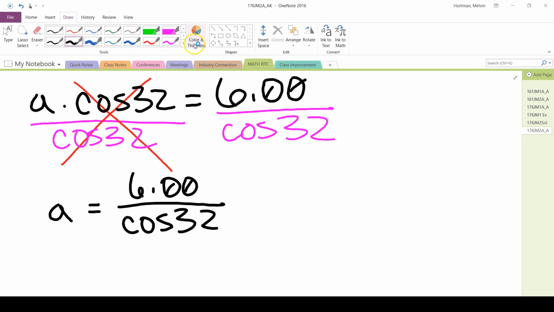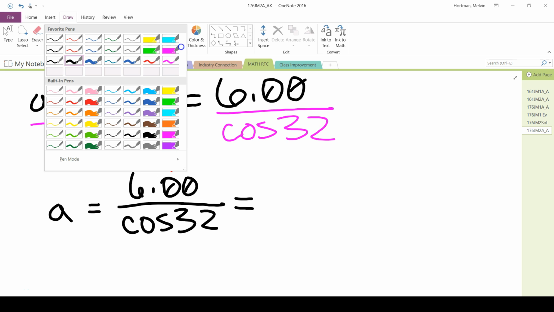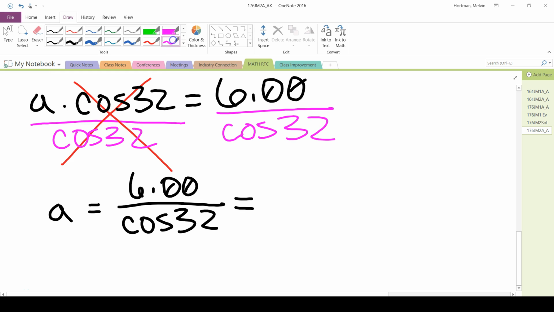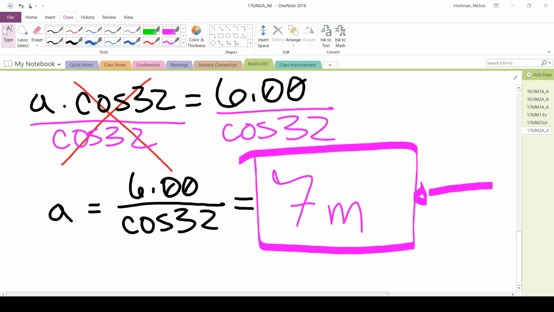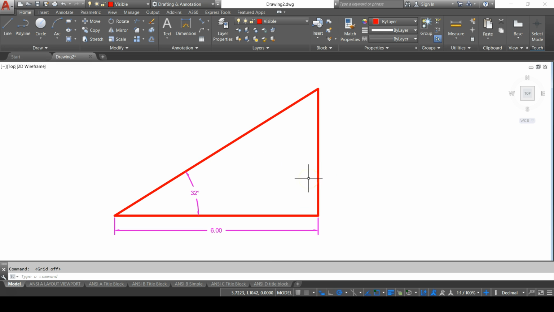So let me write that out. This equals, and I'll write it in pink letters. This is going to be 7 meters because the units were in meters. 7 meters. Yippee! And we can check our answer using AutoCAD if we did our triangle correctly in AutoCAD.